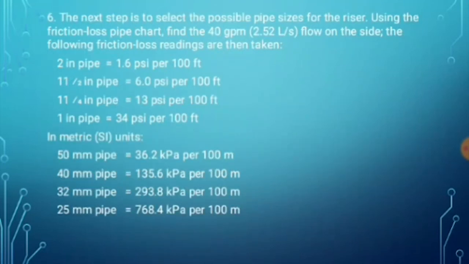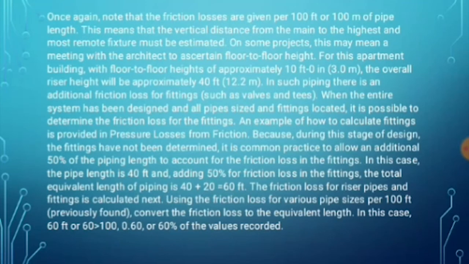The next step is to select the possible pipe sizes for the riser. Using the friction loss pipe chart, find 40 GPM flow in the riser. The following friction loss readings are taken. Once again, note that the friction losses are given per 100 feet or 100 meters of pipe length. This means that the vertical distance from the main to the highest, most remote fixture must be estimated. On some projects, this may mean meeting with the architect to confirm certain floor-to-floor heights.